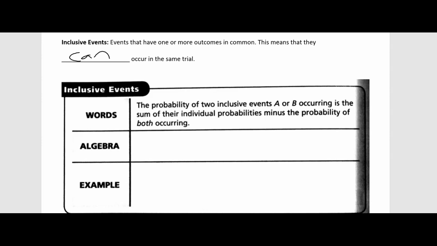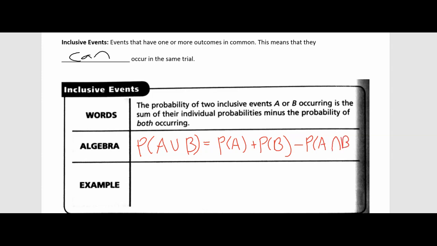So inclusive events, in words: the probability of two inclusive events, A or B, occurring is the sum of their individual probabilities minus the probability of both occurring. So as far as notation goes, the probability of A or B is the probability of A plus the probability of B minus the probability of A and B occurring. So you have to subtract off that piece of overlap. Let's actually show you an example.